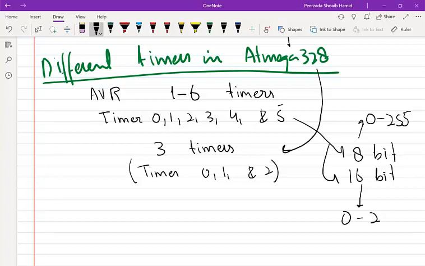2 raised power 16. That comes to 65,536 or so. Okay, that's actually from 0 to FFFF in hex.